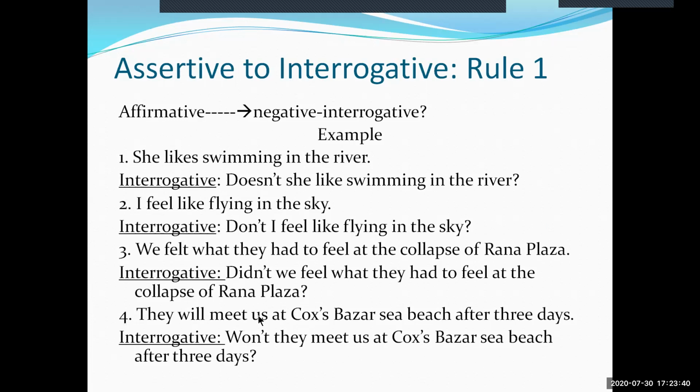So remember that while writing the answer of any sentence in future tense in the interrogative form, you need to make sure that the base form of the verb is used after the subject, as we are taking the modal auxiliary verb at the beginning. So won't they meet? This is the verb part of the sentence with the subject. So, won't they meet us at Cox's Bazar Sea Beach after 3 days?